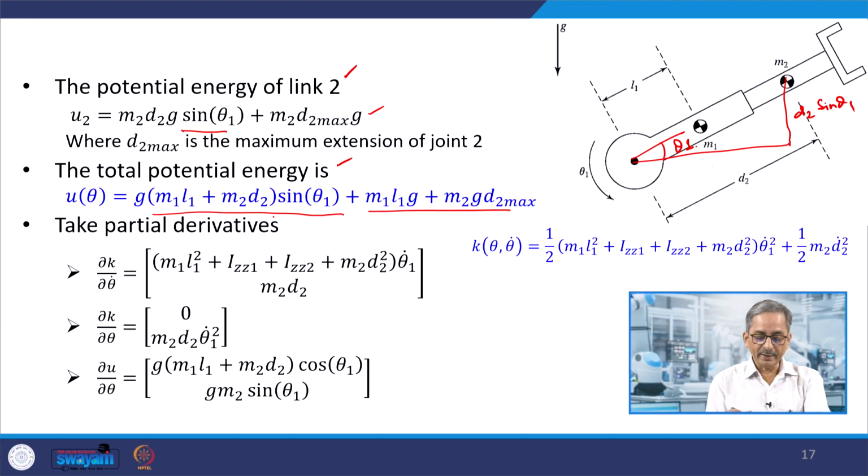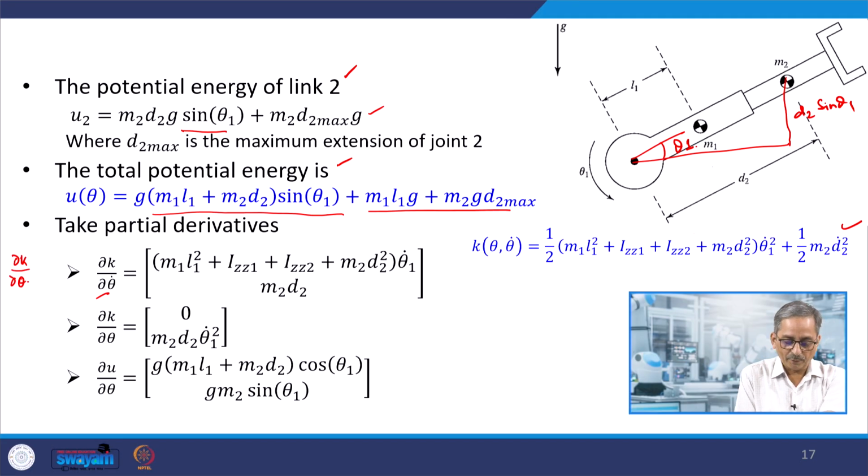Now I take the partial derivatives in order to write the Lagrange equation. This was my kinetic energy expression which we have evaluated. So del k by del theta dot: we have to take del k by del theta 1 dot and del k by del d2 dot. This is the meaning of this one.